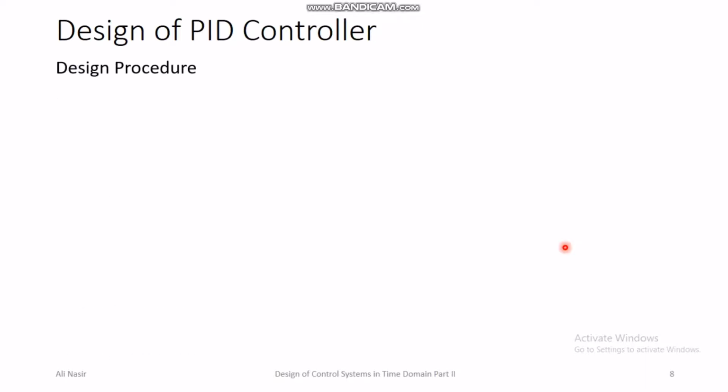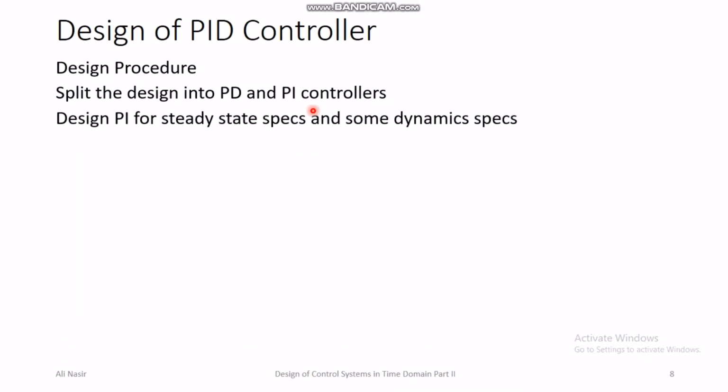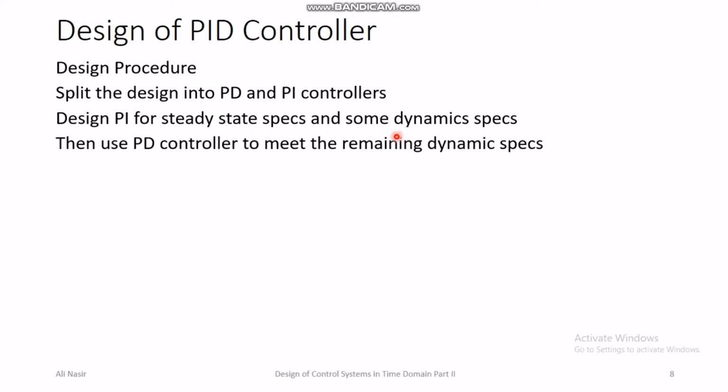So the design procedure for PID control is to split the design of PID control into two controllers, one PD control and one PI control. So how do we do that? We shall see in a minute. We design the PI control for steady state specifications and some of the dynamic specifications, and then we use the PD controller to meet the remaining dynamic specifications.